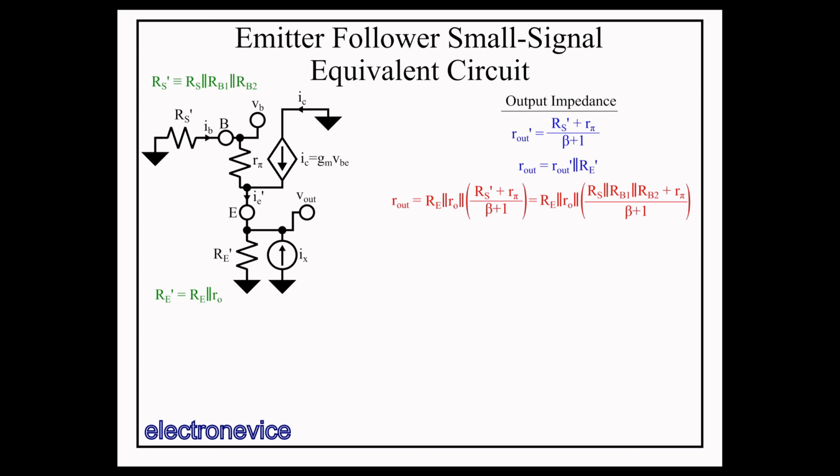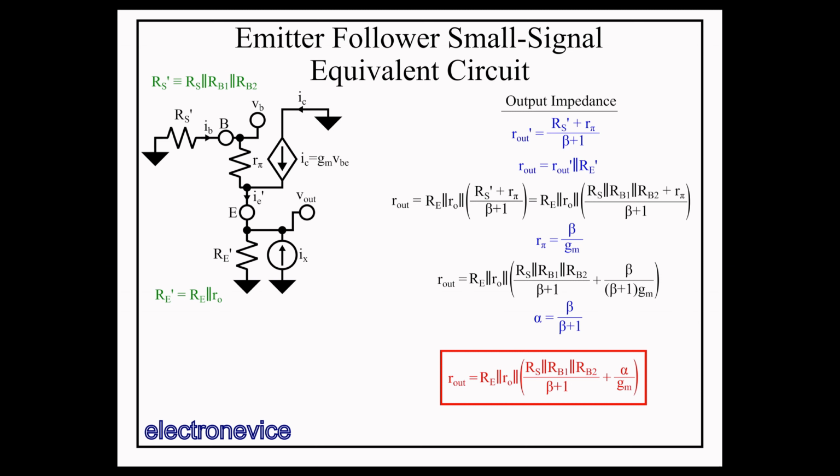So first we expand out the Rs' proxy variable. We could stop here, but we have both Rπ and beta in this expression, which can be further simplified by recalling that Rπ is equal to beta over Gm. And substituting in Rπ and separating out that term a bit, we recall that beta over beta plus 1 is a familiar term we previously defined as alpha, which for high beta is pretty close to 1. This gets us to our final expression for Rout.